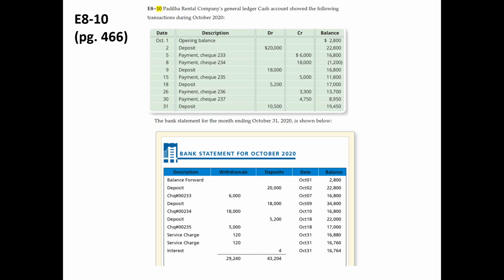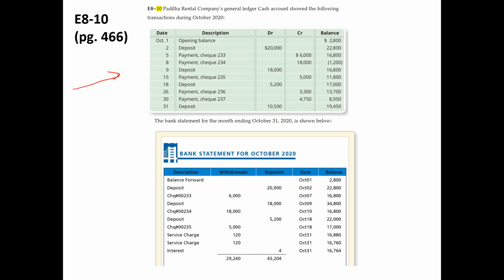Right, we're going to look at another example, E8-10, and this is on page 466 of your textbook. What I've shown here is what is seen in the textbook. So this example is more of a real life example. When you go to prepare a bank reconciliation at the end of the month, you have your accounting records, and that's what we see here.